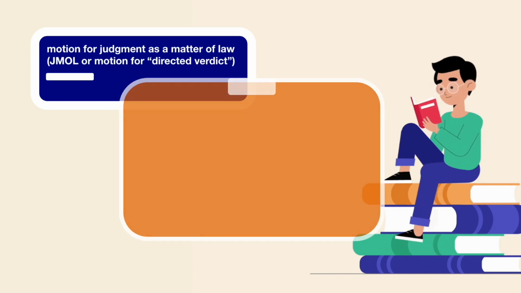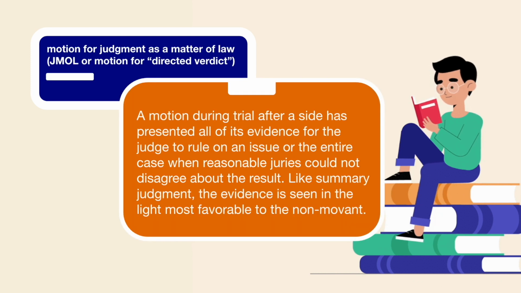Motion for judgment as a matter of law, or JMOL, or motion for directed verdict. A motion during trial, after a side has presented all of its evidence, for the judge to rule on an issue or the entire case when reasonable juries could not disagree about the result. Like summary judgment, the evidence is seen in the light most favorable to the non-movant.